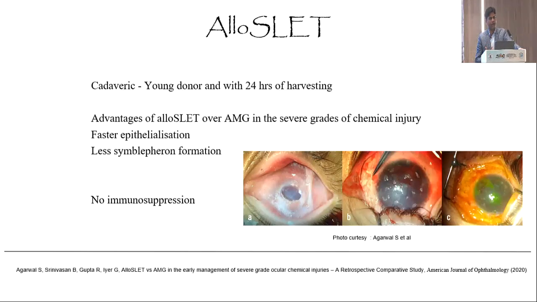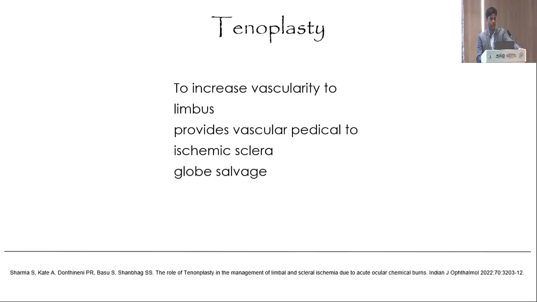Mostly it is cadaveric. We prefer cadaveric tissue from a young donor within 24 hours of harvesting. It has advantages in severe grades of chemical injury over the amniotic membrane alone. It promotes faster epithelialization and less symblepharon formation. And the most important thing is, though it is an alloslate, we need not give immunosuppression, because we never bother about rejection of these grafts. They're just there to promote epithelialization.